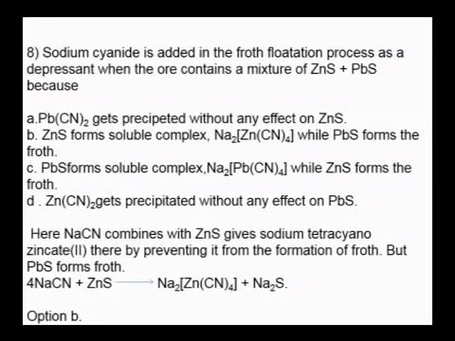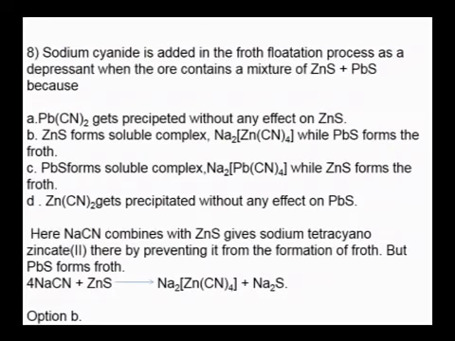The first one is PbCN2 gets precipitated without any effect on ZnS. The second option, ZnS forms soluble complex Na2ZnCN4, while PbS forms the froth. The third option is PbS forms soluble complex Na2PbCN4, while ZnS forms the froth. The fourth option, ZnCN twice gets precipitated without any effect on PbS.